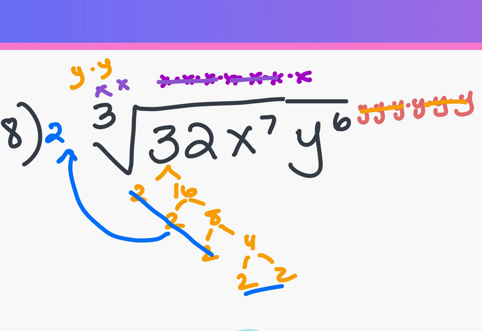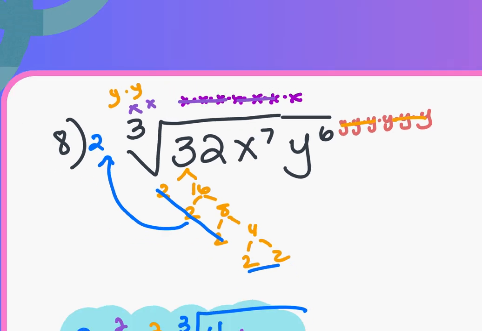If that confuses you, then literally draw out your 7 x's and do what we do with the numbers. Cross out 3, 1 goes to the outside. Cross out another 3, another goes to the outside. And then you've got 1 left under that stays there. Same thing with the y's. There were 6 of them, so we could cross through 3 twice. So 2 y's went to the outside.